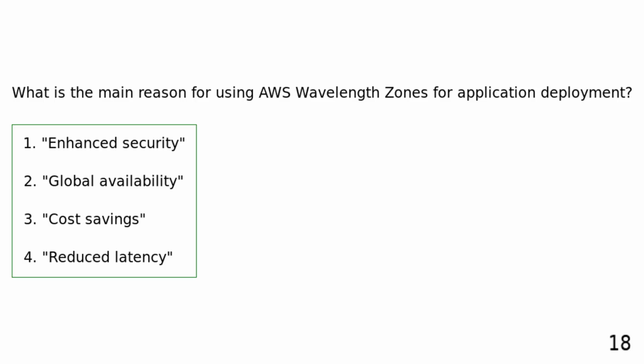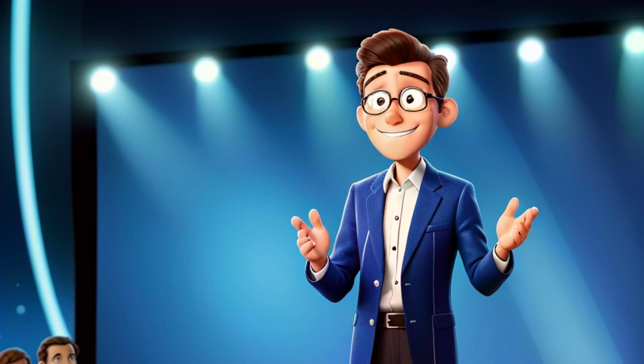Enhanced security, global availability, cost savings, reduced latency. The main reason for using AWS Wavelength zones for application deployment is to achieve reduced latency by placing applications closer to end users.